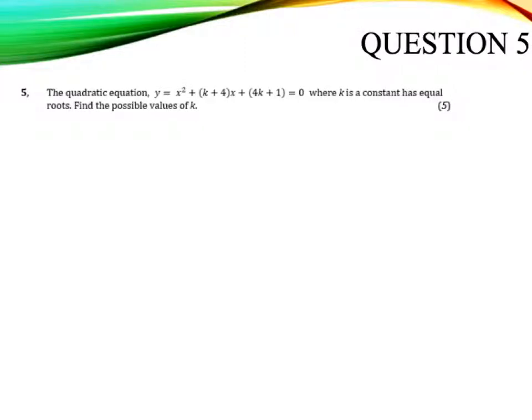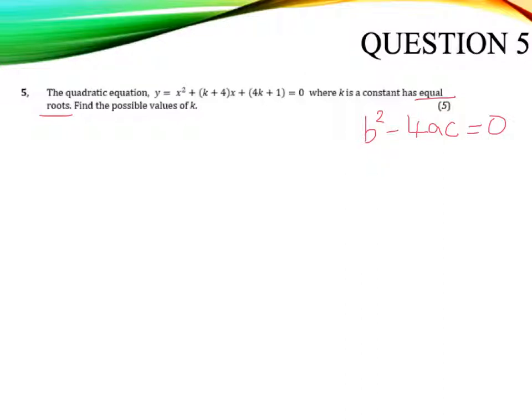So question 5 asks you to work out the value of k, where k is a constant, to make this quadratic equal to 0 and have equal roots. This is the key part. If it says equal roots, we know something about it, and hopefully jumping into your head is the discriminant, which is b squared minus 4ac. When something has equal roots, b squared minus 4ac equals 0.